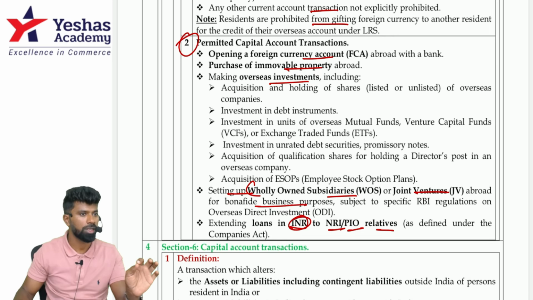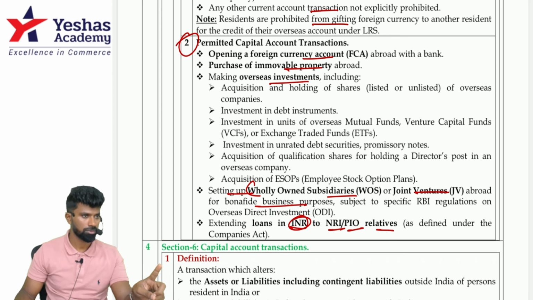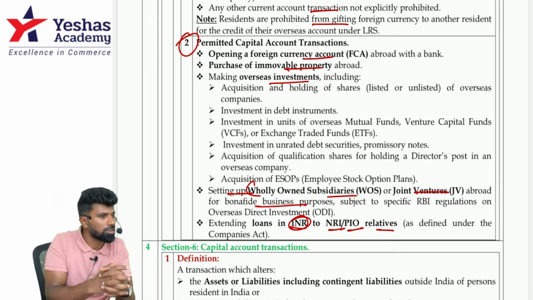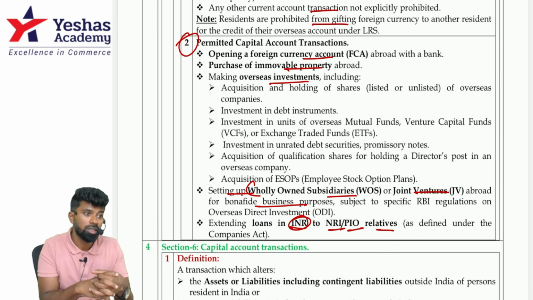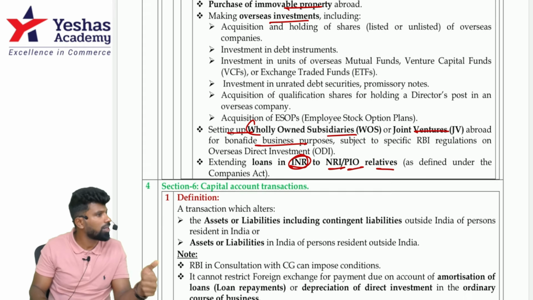Approval of RBI. Then we discussed what? LRS scheme. What is LRS scheme? Liberalized remittance scheme. Up to how much is allowed? In a financial year per person. Can it be clubbed for current account transaction? Capital account transaction? Allowed or not allowed? Not allowed. Are we clear with this?